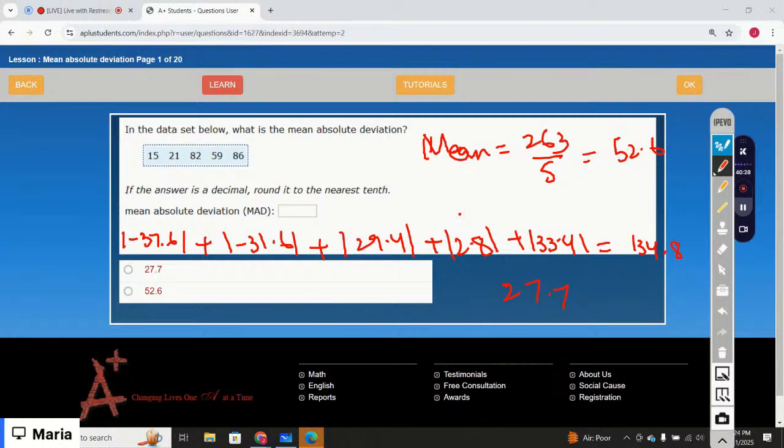So basically, when we have to calculate the mean absolute deviation, the first thing you have to do is calculate the mean. Add all the numbers and divide by the number of values given. That is the mean. Now you have to subtract the mean from each of the values given in the data set, and then you have to evaluate their absolute values. Then you have to add them all and divide by the number of values given. That is the mean absolute deviation. Let's just move on to the next one.